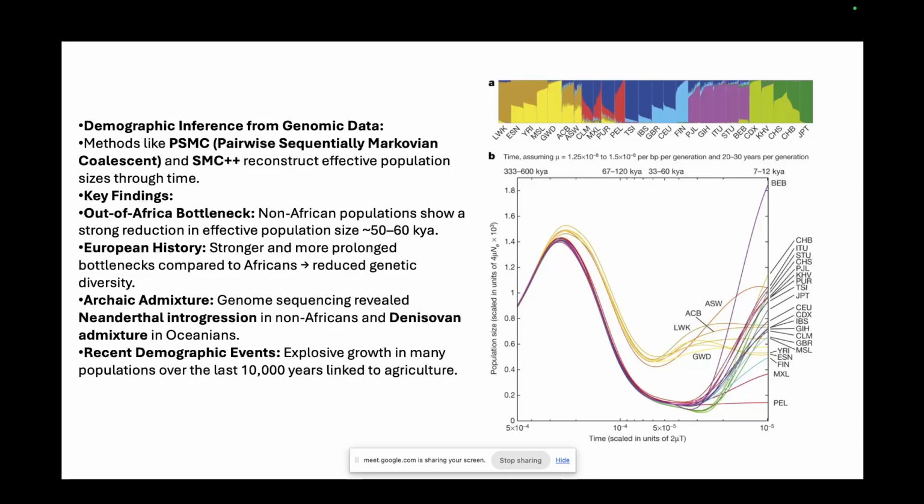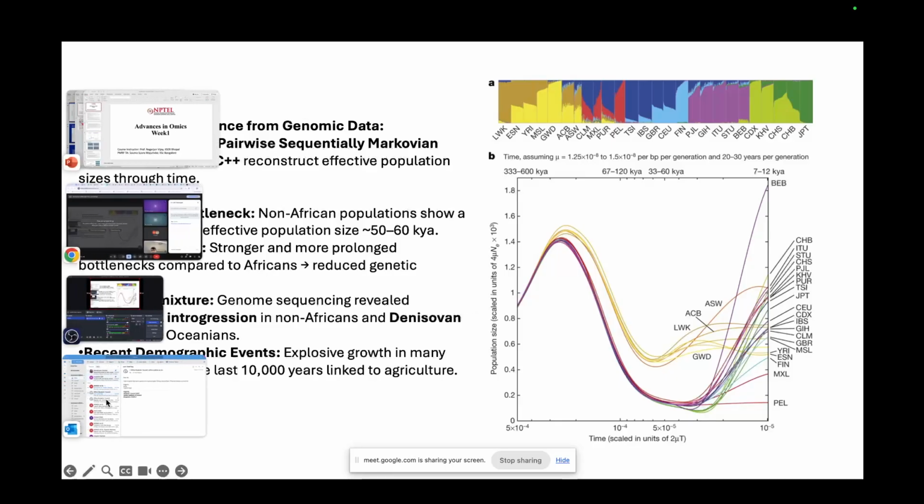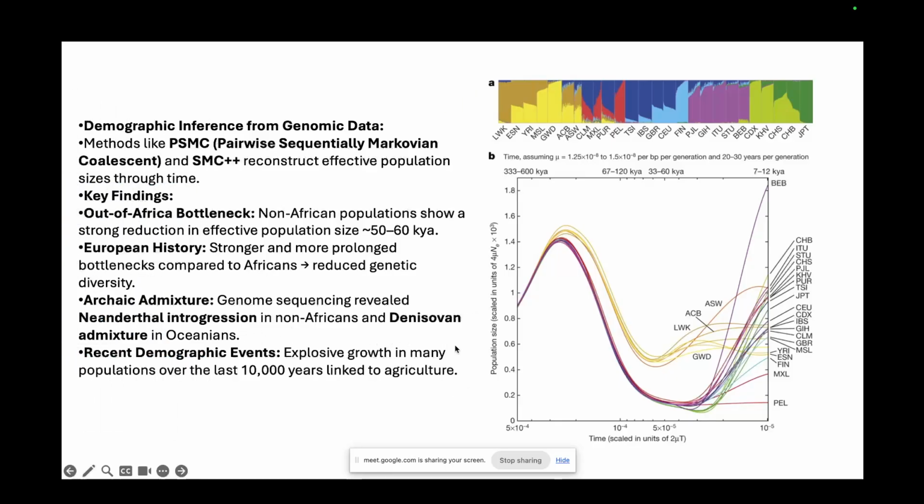And if you consider archaic admixtures, so if you look at the ancestry in terms of archaic ancestry, like Neanderthals and so on, this revealed Neanderthal introgression into non-Africans and the Denisovan admixture in Oceanians. So we found a lot of these historical evidences through sequencing. So that is, I think, really fascinating. Again, as 10,000 years ago, humanity started doing agriculture, and from that moment, we see an explosion in population growth and in genetic diversity as well. So that is also very important.